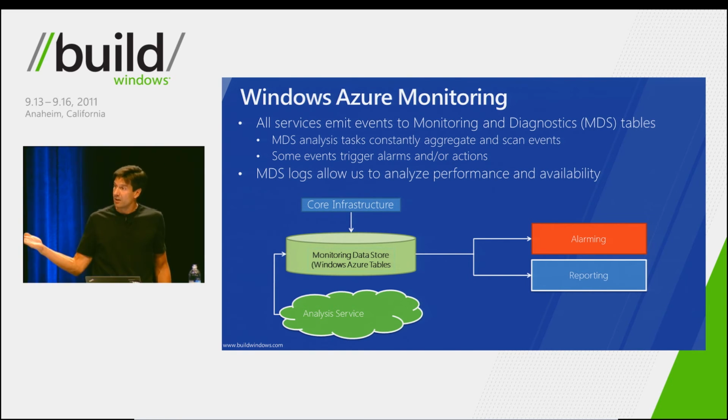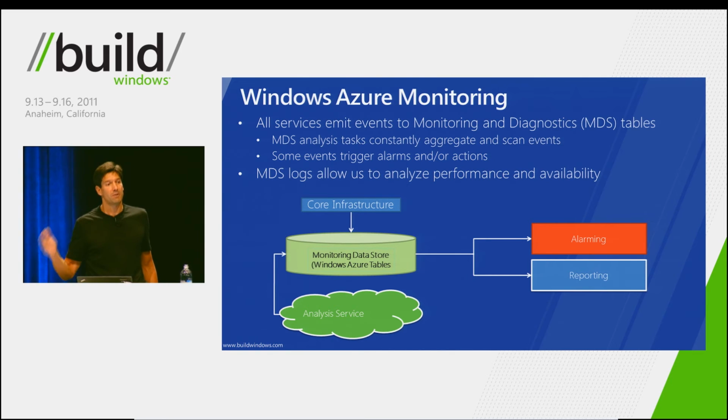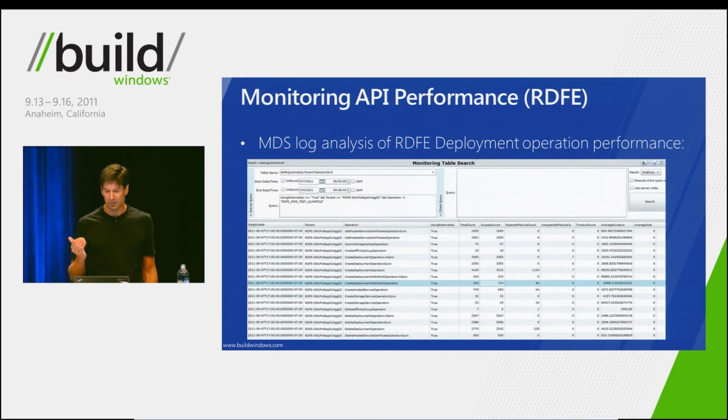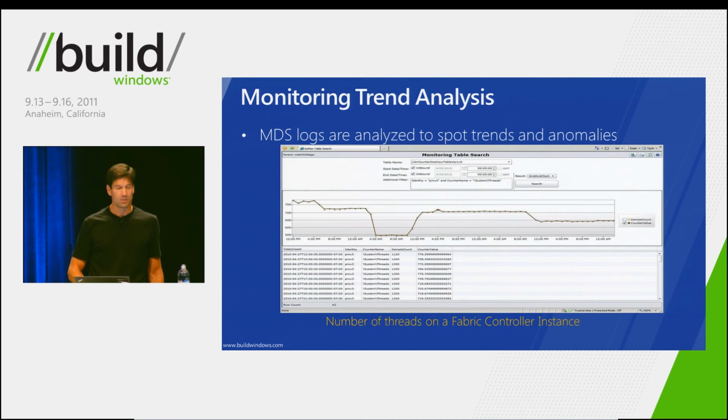And that is constantly looking at the tables, looking at the new stuff coming into the tables and running rules on them. If I see this entry in a table, that means that something went wrong, and there are workflows associated with them. One workflow can be, well, some of the things we do with that is just generate kind of analyses in other portals. Like this is a trend analysis for RDFE deployment operation performance. This one is spot trends and anomalies in, for example, the fabric.